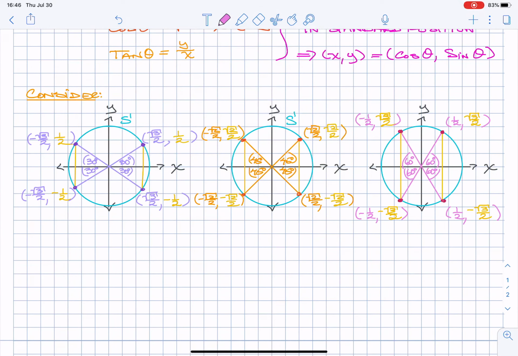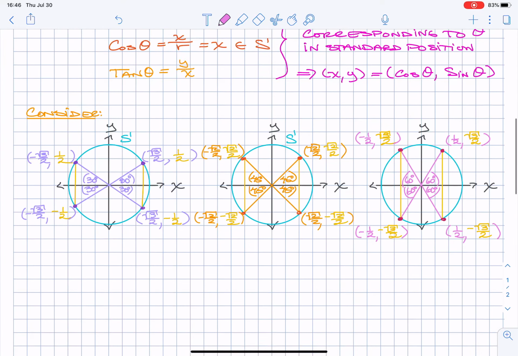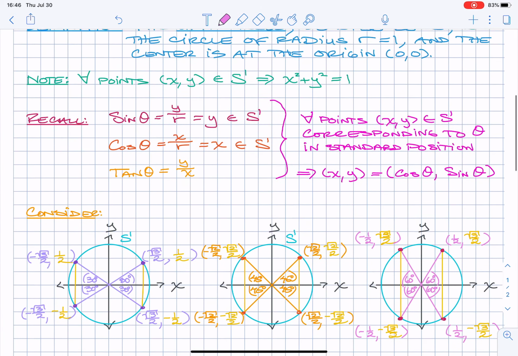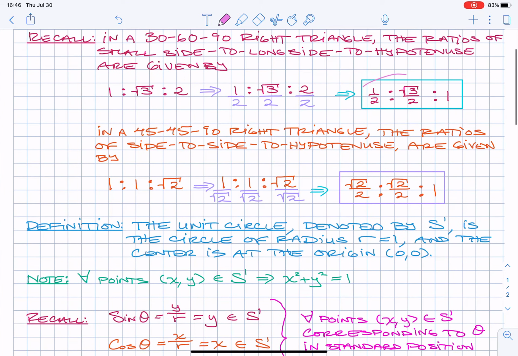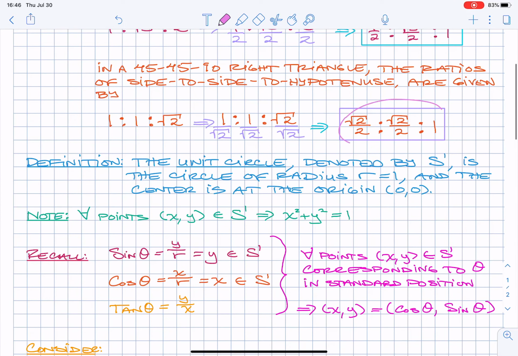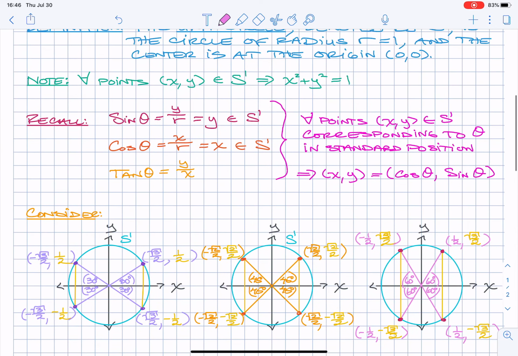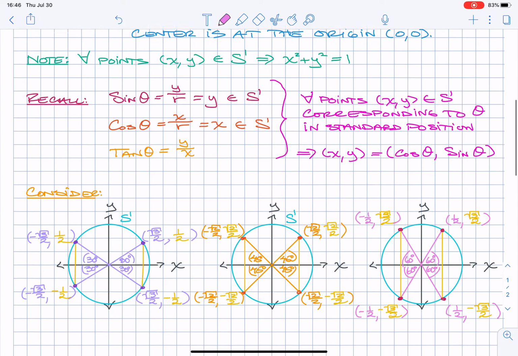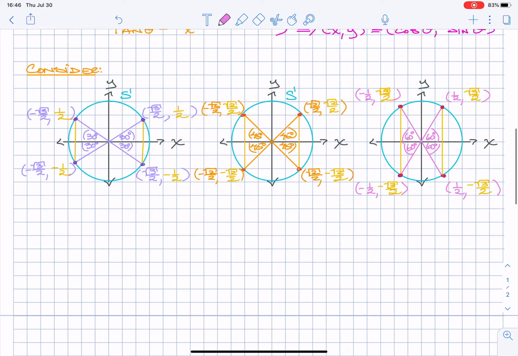Okay, so that's a lot, but hopefully that makes sense because these are either 30, 60, 90 right triangles. So we have short side 1/2, long side root 3 over 2, hypotenuse 1, or 45, 45, 90 right triangles, in which case x and y are both the same, meaning sine and cosine, right? Okay, so let's recall a couple things. So recall.